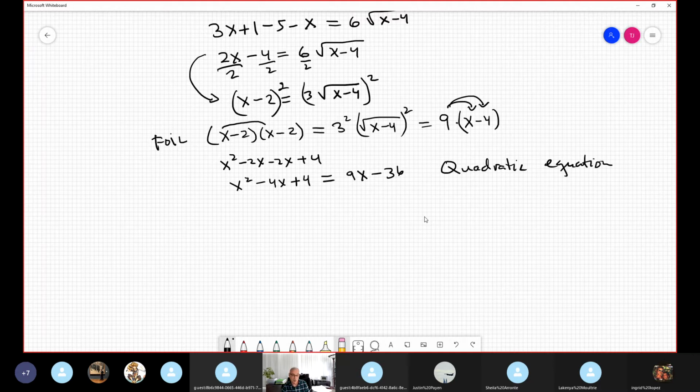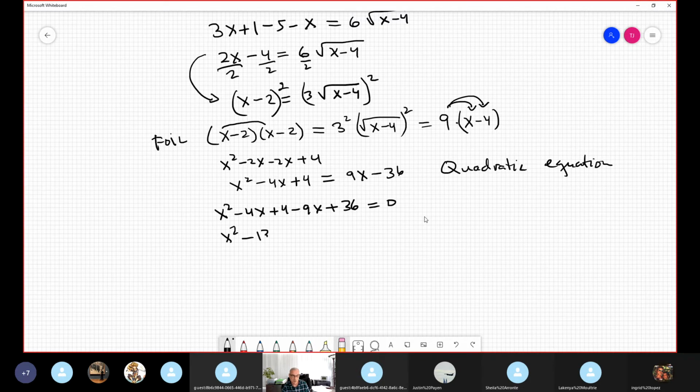How do you know? Because this exponent is 2. When this exponent is 2, it's quadratic. When this exponent is not 2, it's 1, it's linear. And the linear you solve is super easy. And quadratic is easy also, but it's a little bit more complicated. You solve them by factorization. Then you bring everything to the left. X squared minus 4x plus 4 minus 9x plus 36 equal to 0.